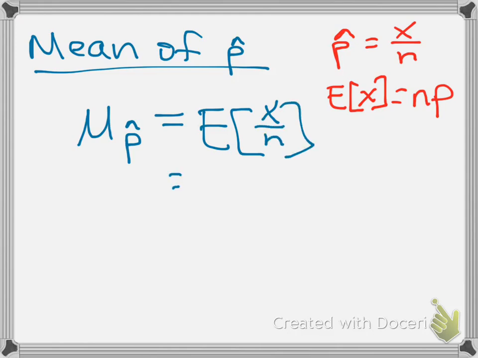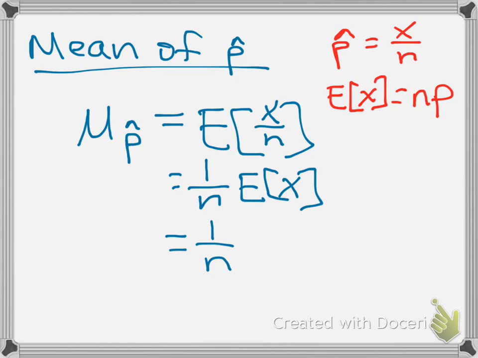And we know from our rules about means that if we multiply a mean by a constant, which is the same thing in this case as multiplying by 1 over n, we can pull that constant out. So this is going to be the same thing as 1 over n times the mean of x. And we just said a moment ago that the mean of x is equal to np, so I can plug that in for E of x.